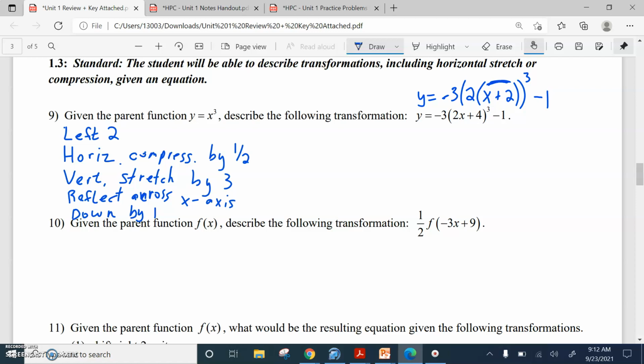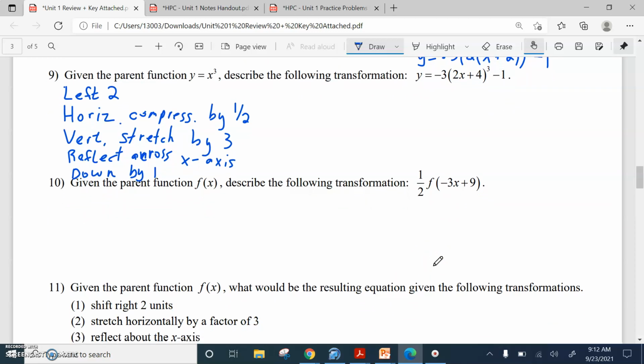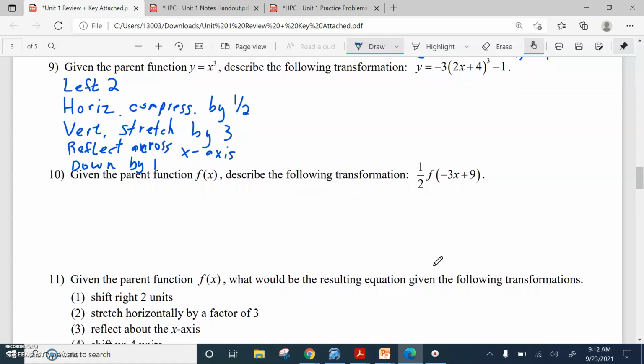All right, there's question 9. I think we can get 10 done and call it good. So let's do that. Let's look at number 10 here. Again, we're going to rewrite this so that it is written in the proper form.